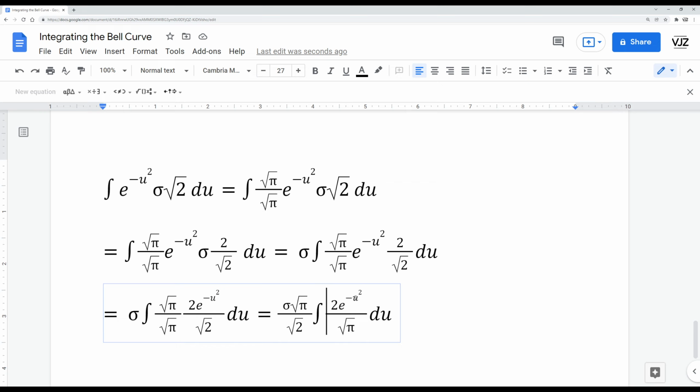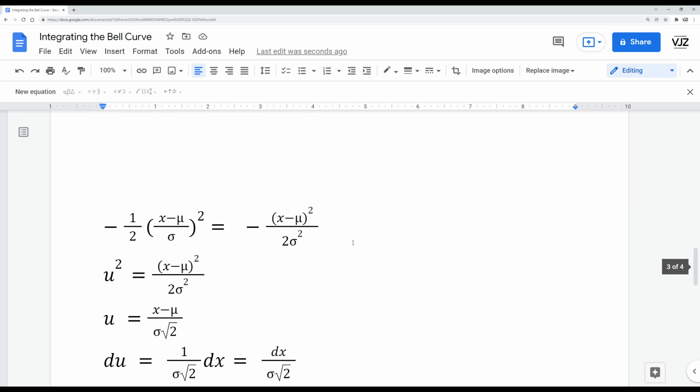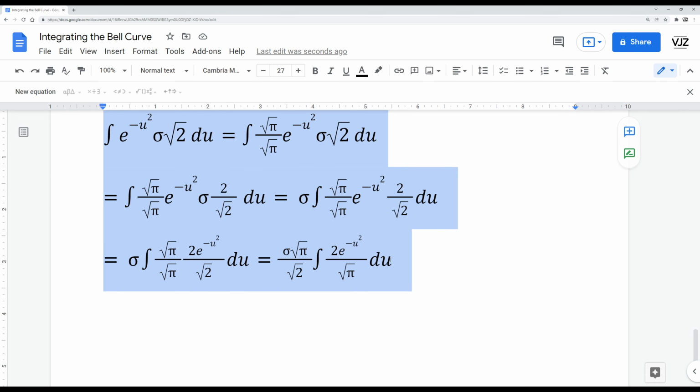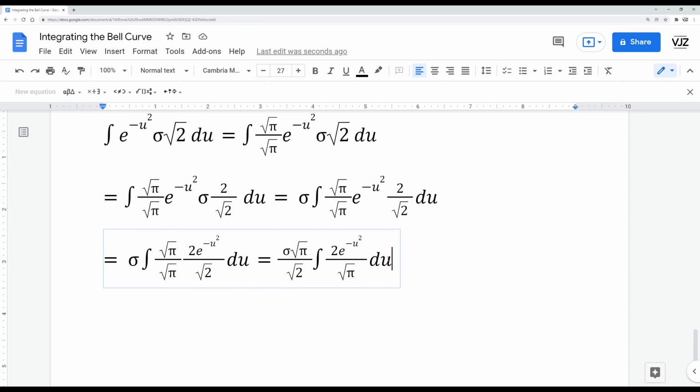Now, again, do not take this square root of pi out. We need this inside. Don't cancel these out, because if you cancel them out, we won't get the error function up here. So again, these 3 lines of math are the most crucial step in integrating the bell curve. Again, we're integrating, not differentiating. Okay, just get that clear.